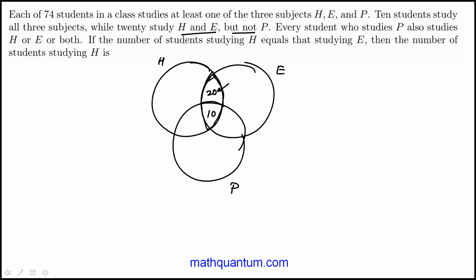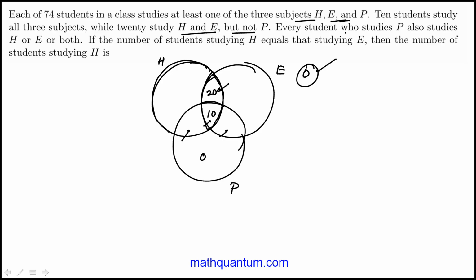So anytime I put a number here, that represents that particular region, and then you just simply have to add them. There's no one outside here because they tell us that each one is studying either H, E, or P. There's no one who's not studying any of those. Now, every student who studies P also studies H or E or both, which means that this would be 0. The students that study P have to fall in these three regions.